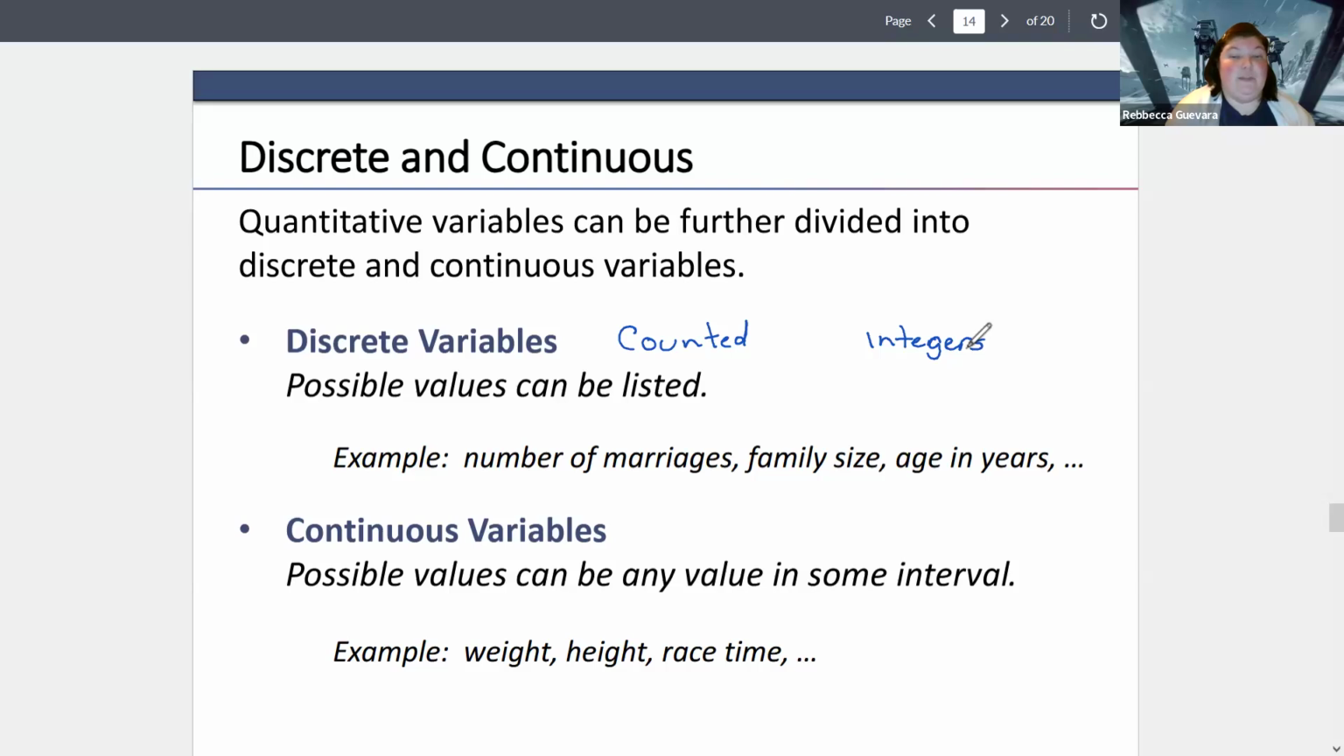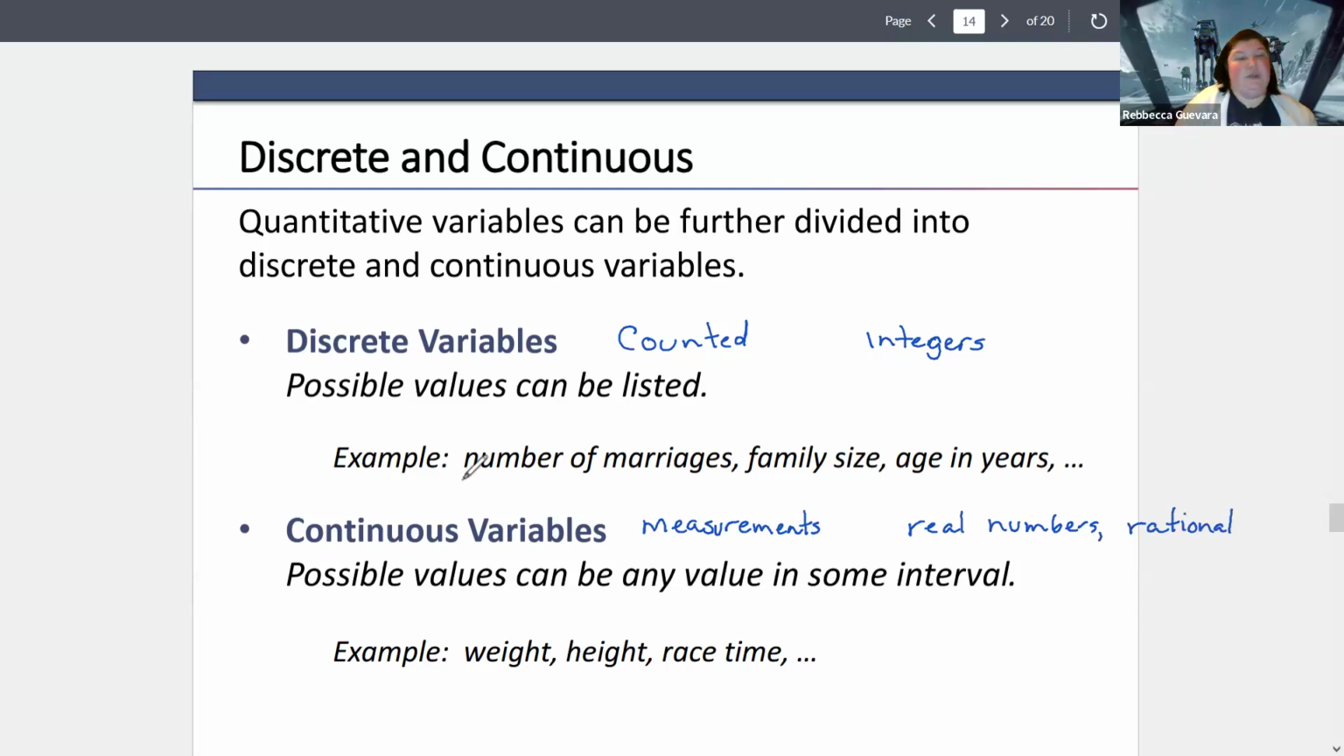Continuous, the possible values can be any value in some interval. So this can be something like weight or your height. If you're in a race, how long does it take you to finish the race? Things that are timed like that. In this case, these are things that usually you can't necessarily count. This is stuff that's usually measurements, like your weight or your height or your time in seconds. So measurements, and this is usually something in the real numbers or your rational numbers.